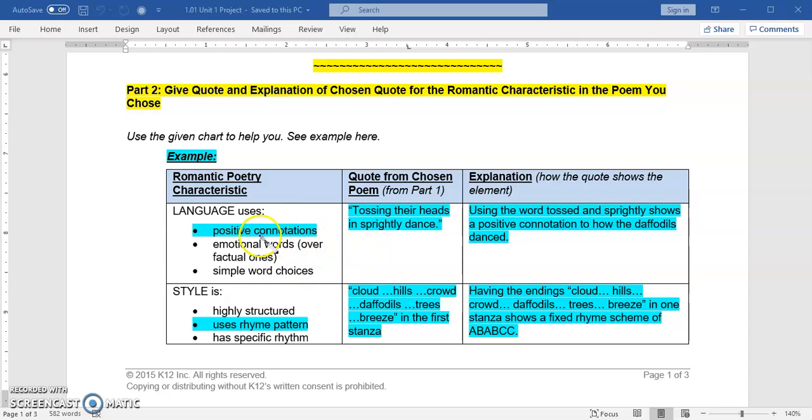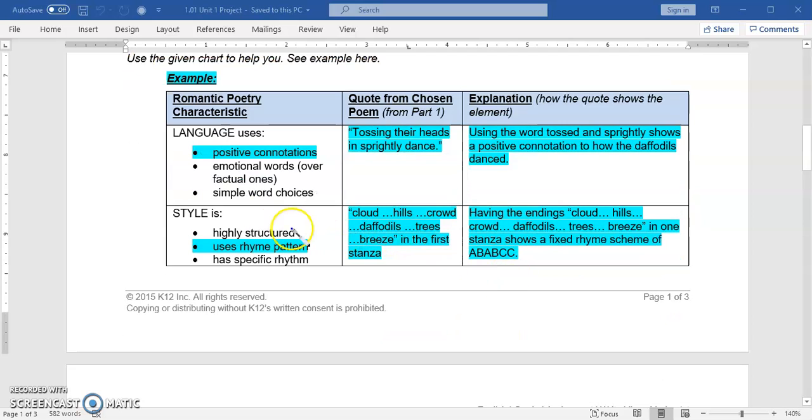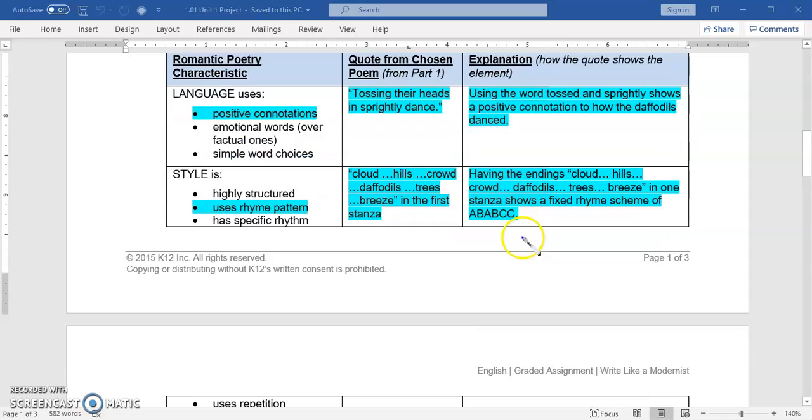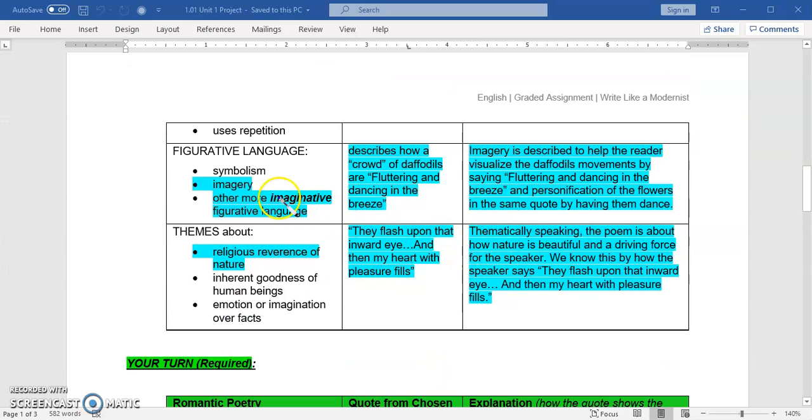So what I did is I highlighted which one I found in the poem. I did a quote of it, and then I put those two pieces together into a full sentence. Using the word tossed and sprightly shows a positive connotation to how the daffodils danced. And I did the same thing for each one. So style, which one of these, what's the quote for it, how did I put it together in a sentence, figurative language, quote, sentence, themes, quote, sentence.